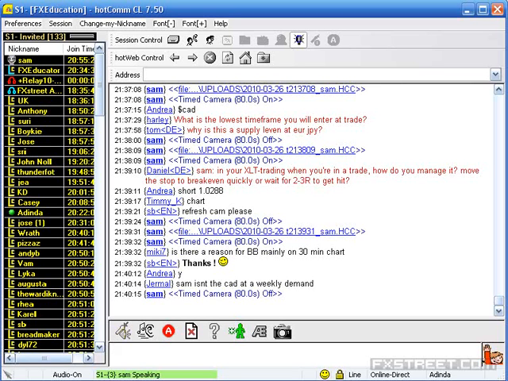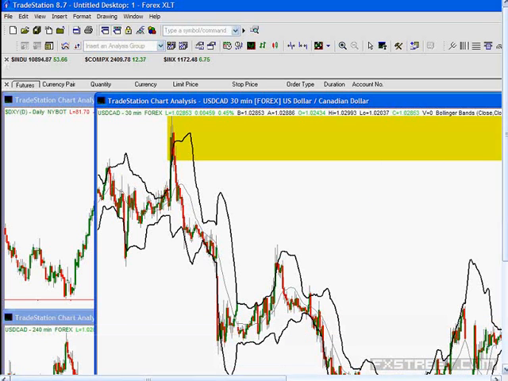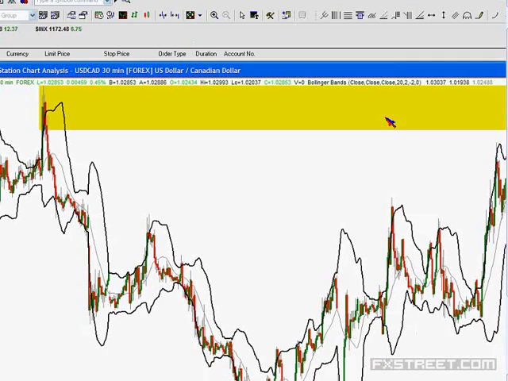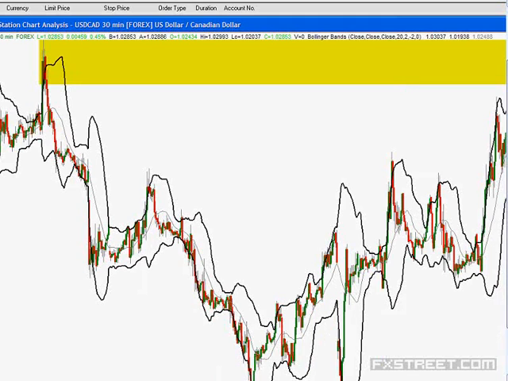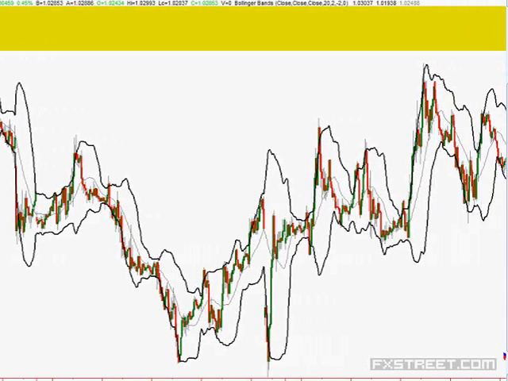Okay, let me grab the chart again. All right, so here's that level over here. Now let's take a really close look at what's going on right now. So we did pierce the upper band, so you're already short in this position, right? Is that what you're saying? Okay.